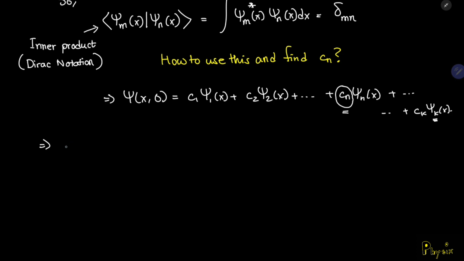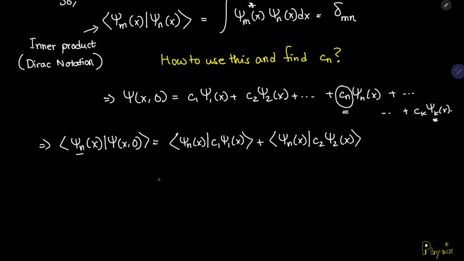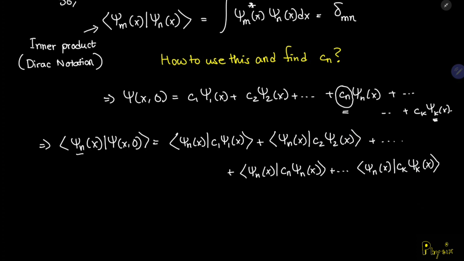And when we take the inner product, we take the inner product of psi n of x with the total wave function, which is psi of x comma 0. And we have the following terms on the right over here. So this is what we got on the right-hand side of our equation.